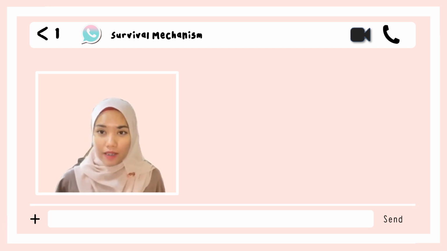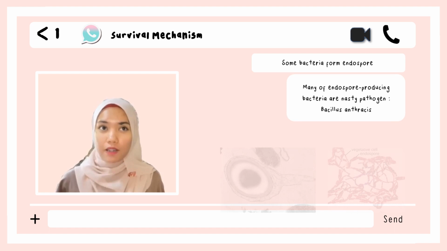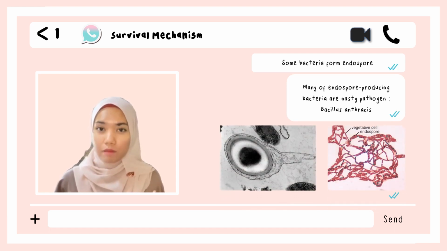Last but not least, let's move on to the mechanism of survival of bacteria. Some bacteria can form endospore. These are dormant structures which are extremely resistant to hostile physical and chemical conditions like heat and UV radiation. This makes destroying bacteria very difficult. That is all about bacteria.